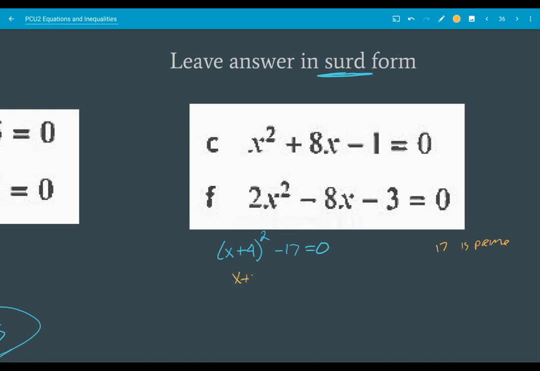So we're going to end up with x plus 4 squared equals 17. So I just moved 17 over to the right. Take the square root of both sides. So I've got x plus 4 equals plus or minus square root of 17. And then I move the 4. So x equals negative 4 plus or minus square root of 17. Now that looks a lot better than an irrational decimal.